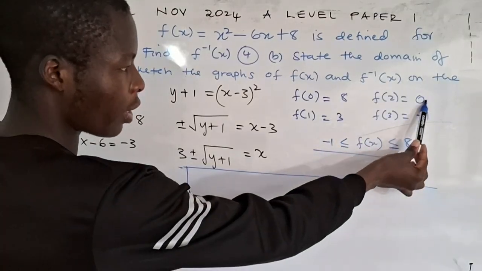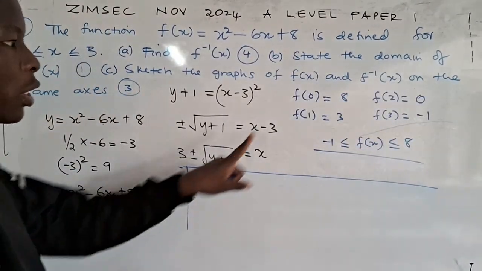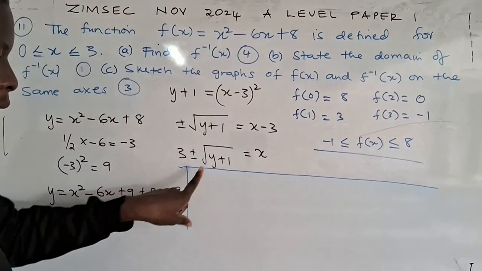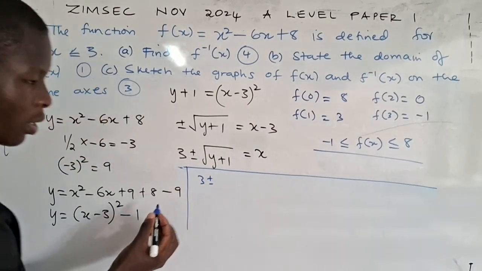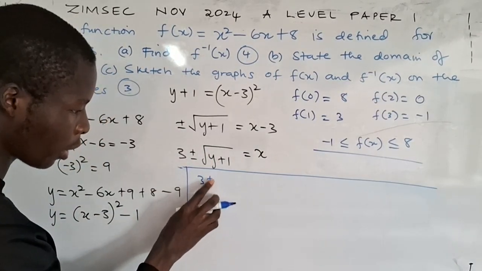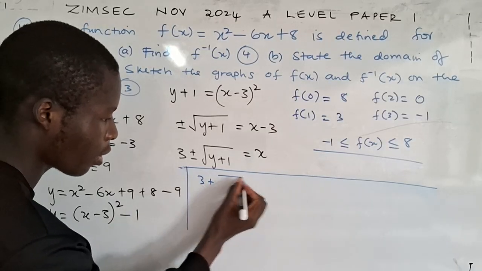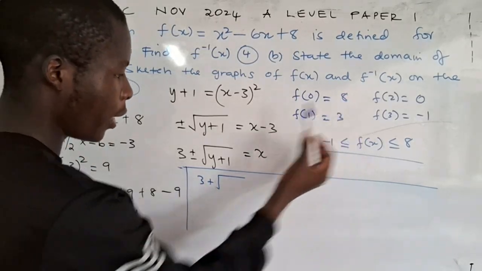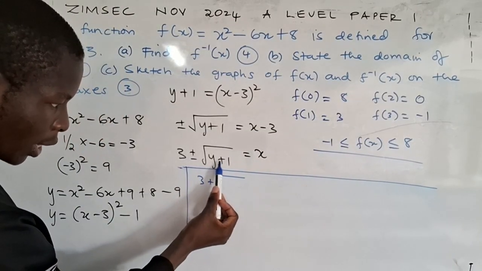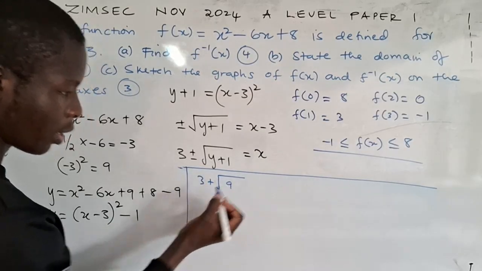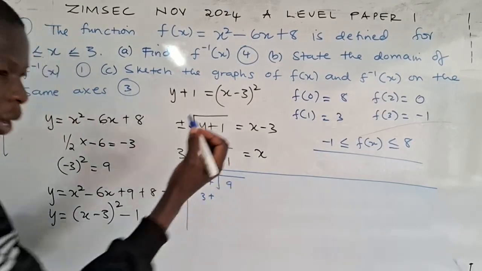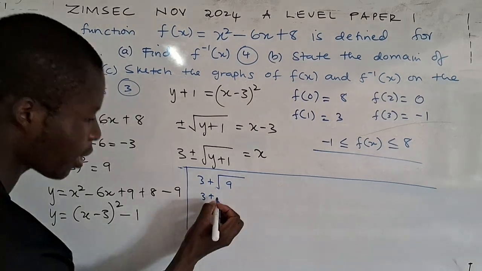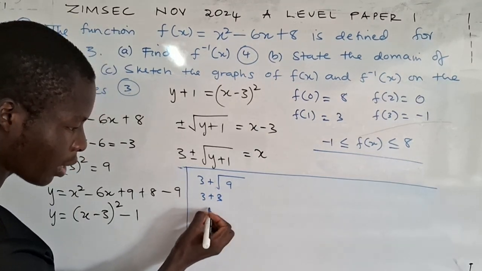See, I have negative 1083. So it means I'm going to put an 8 here. Now 3 plus or minus. Here I'm going to say 3 plus the square root of 8 plus 1. What is the answer? It is 9. Now this is 3 plus the square root of 9, what is the answer? It is 3. So 3 plus 3, what is the answer?